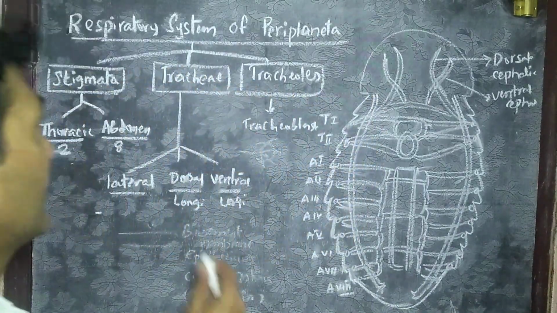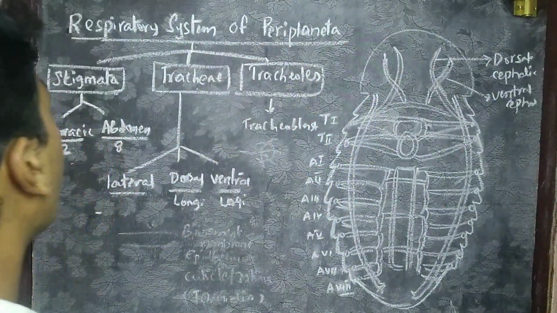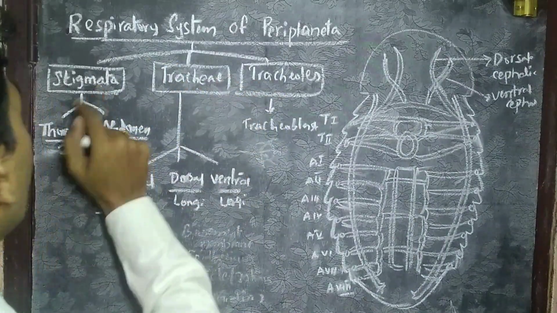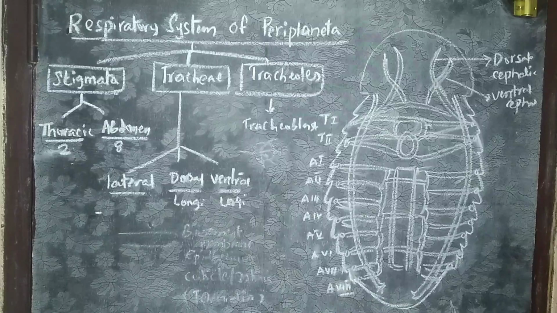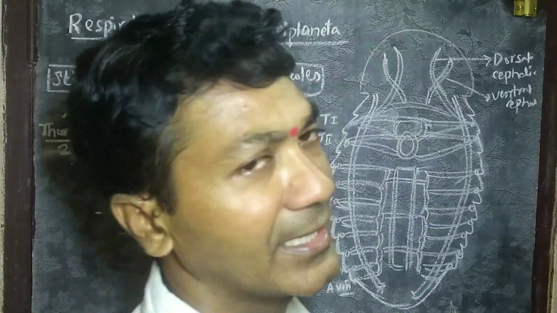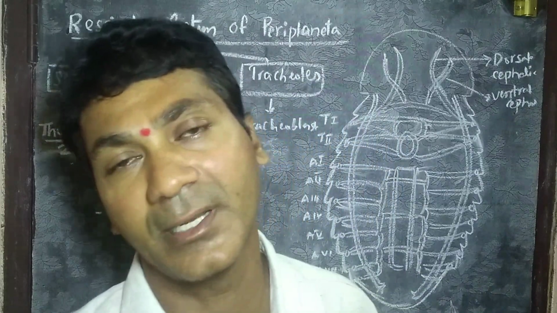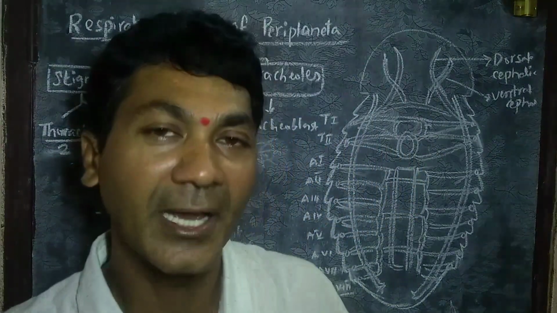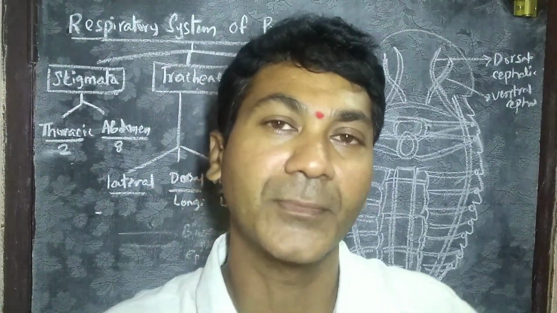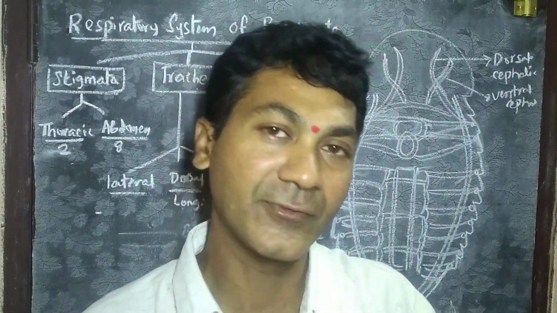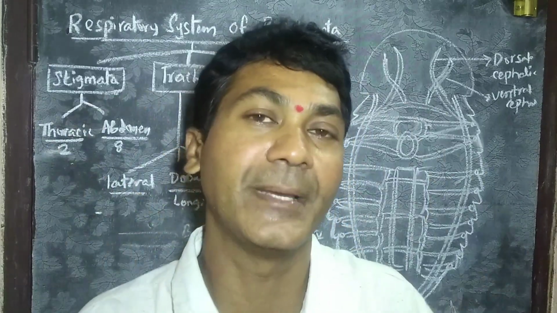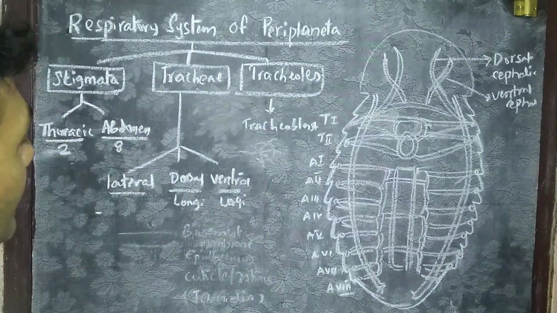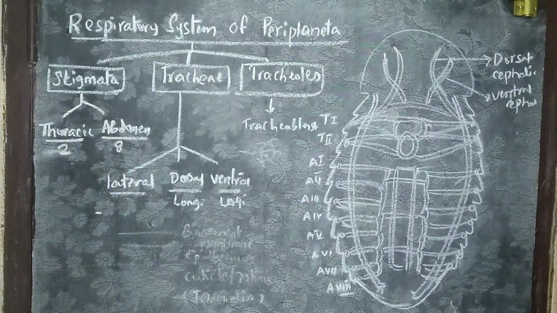First of all, the respiratory system of Periplaneta consists of three major parts. The first part, stigmata. The stigmata or spiracles are the outer openings of the respiratory system, the tracheal system, through which oxygen can enter inside. As we have nostrils, they have spiracles. So 10 pairs of spiracles are found in Periplaneta americana, which are known as stigmata.